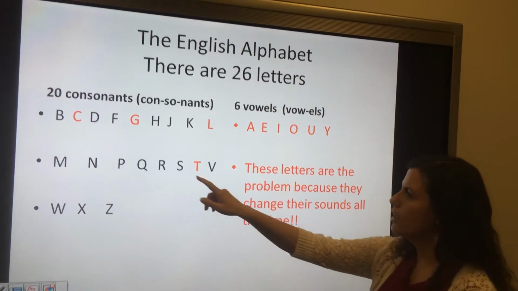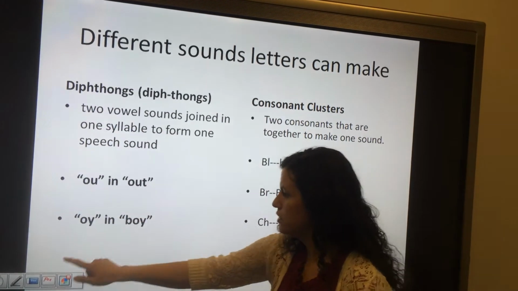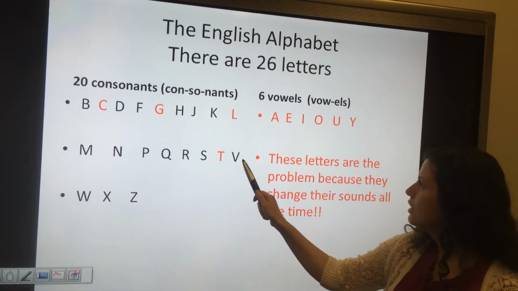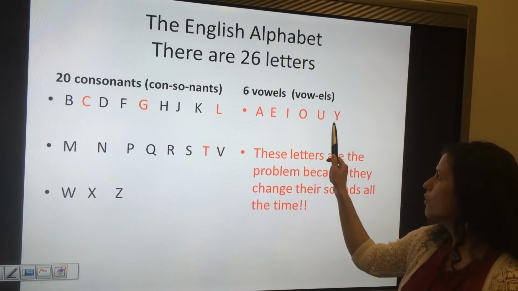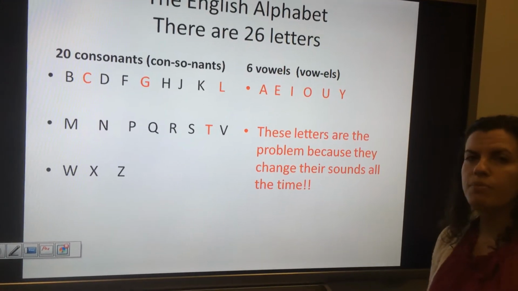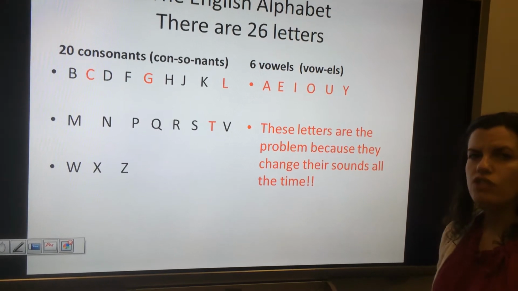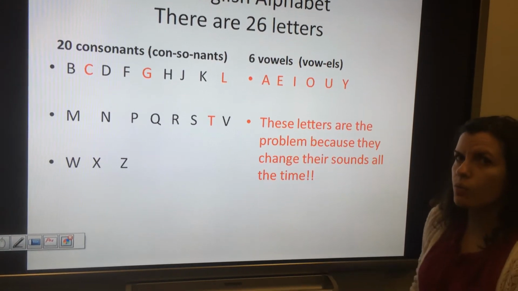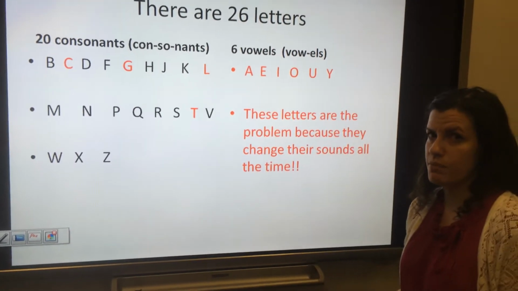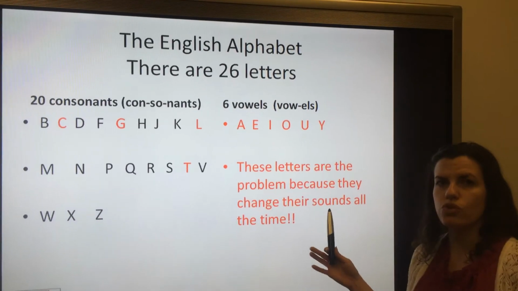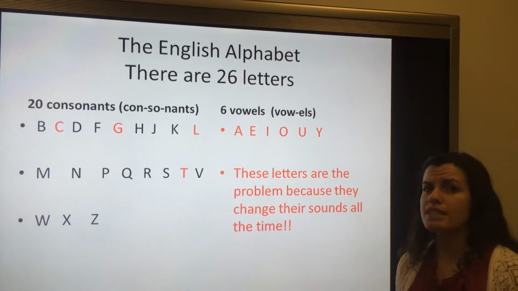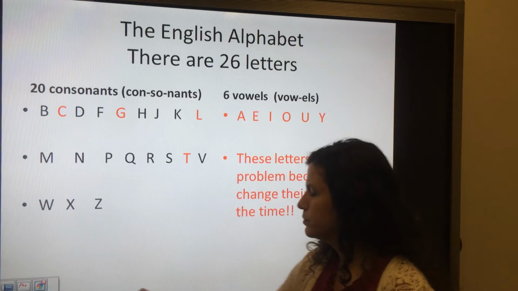Now, if you will look here, C, G, L, T, A, E, I, O, U, and Y. These are in red because these letters are the problem letters in the alphabet. They change their sound. Depending on what word they are in, they will make different sounds that you are not expecting them to make. And this is where people struggle when learning English. So we're going to go over some things that I hope you'll find helpful.